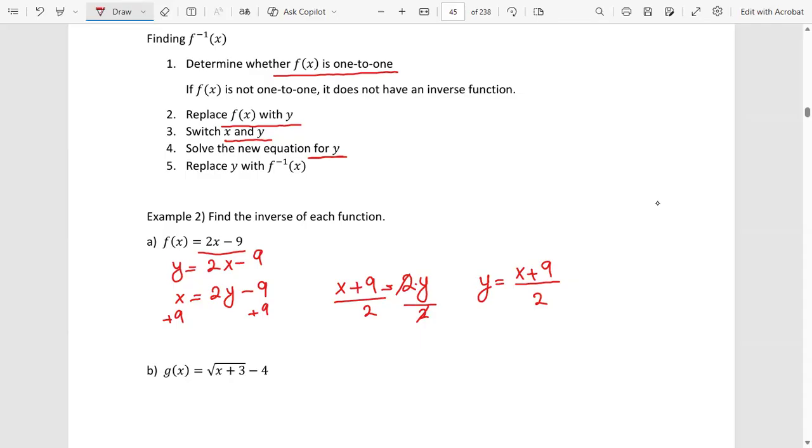But just since at the beginning, for the first step, we replaced f of x with y, now I'm going back and replace the y by the inverse function. And the inverse function notation is f inverse of x. Instead of y, I will write f inverse of x. But the other side is my inverse function. That's it.